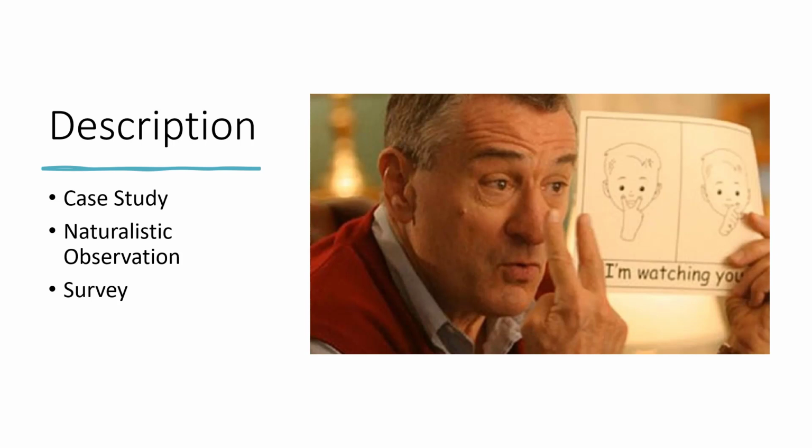We can also employ naturalistic observation, and this is when we observe and record behavior in the subject's natural environment. When we employ naturalistic observation, we attempt to observe without manipulating or controlling the situation. It's basically the opposite of what you would do in a research lab. A classic example would be observing how children interact with each other on the playground.